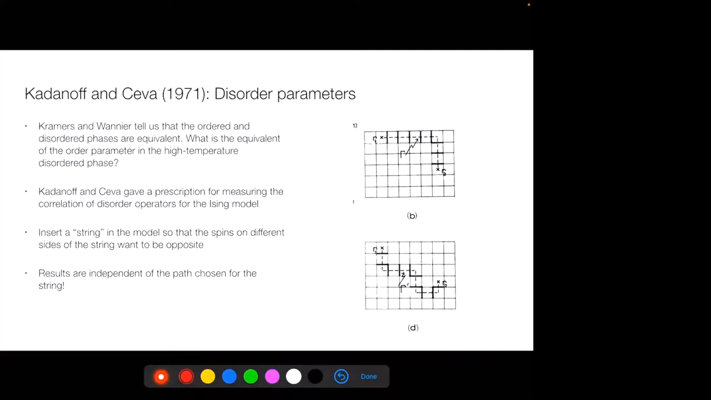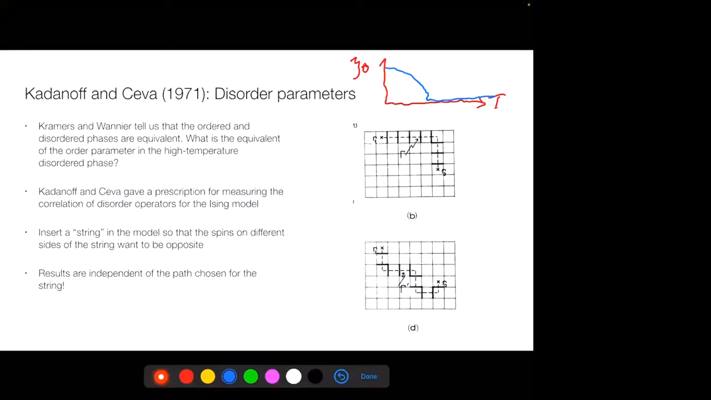So remember that Kramers and Wannier had a method that told us that the ordered phase, the low temperature phase of a magnet, was equivalent to the high temperature phase. An obvious question is, well, look, the phase that has the permanent magnet is obviously different from the high temperature phase, because you've got this curve that goes like this. And what does it mean to say that these two are equivalent or mapped into each other by duality?